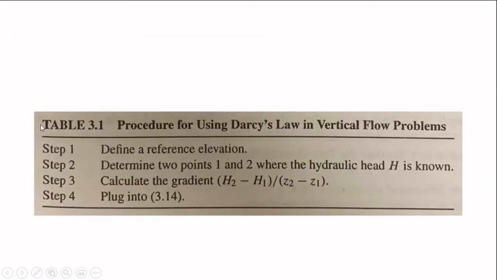Okay, so let's look at table 3.1. Table 3.1 shows the procedure for using Darcy's law in a vertical flow problem. Step 1, define a reference elevation. So we must pick a point of reference. Step 2, determine two points, point 1 and point 2, where the hydraulic head h is known. Step 3, calculate the gradient: in bracket h2 minus h1, divided by in bracket z2 minus z1. And step 4, you plug into equation 3.14.